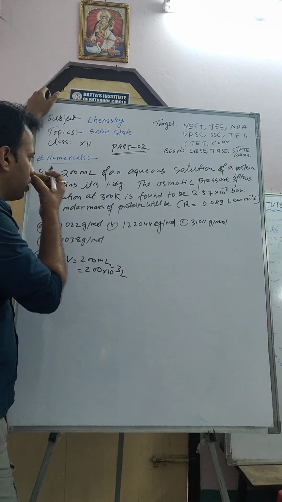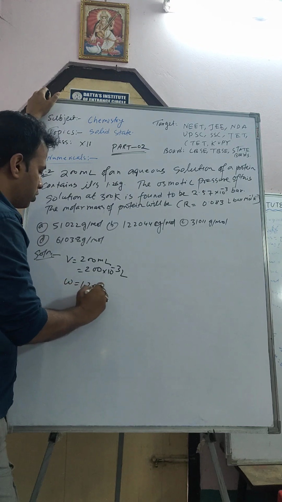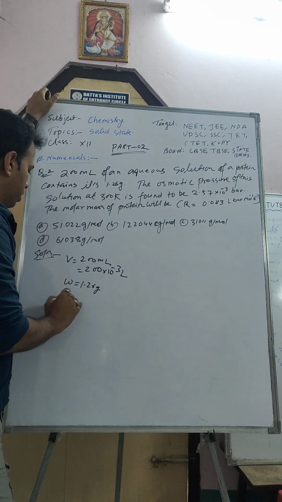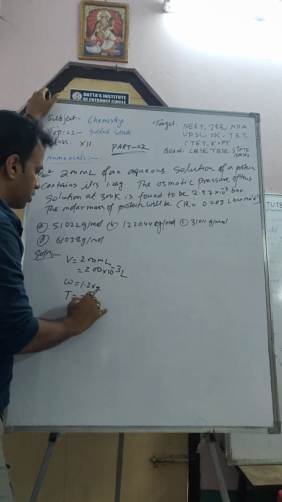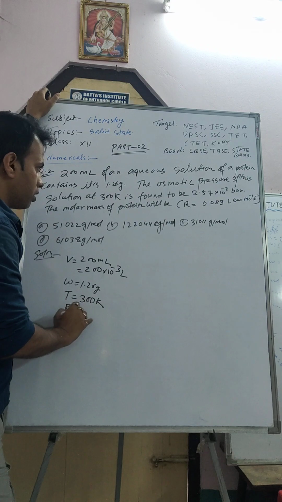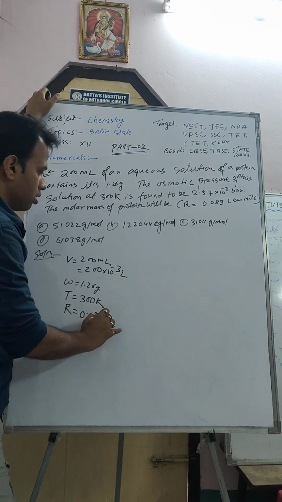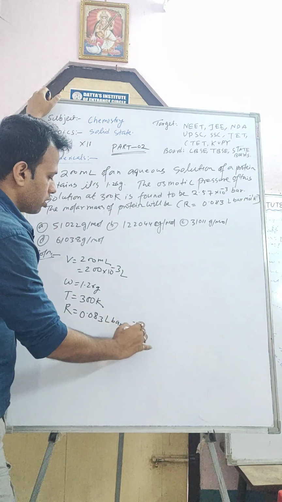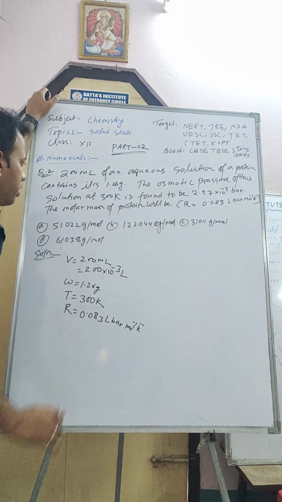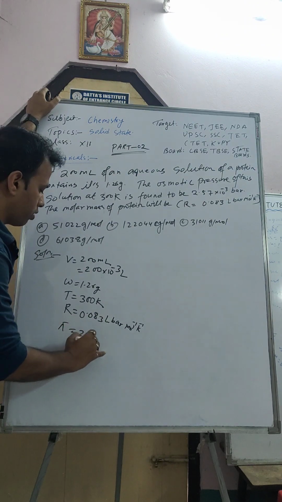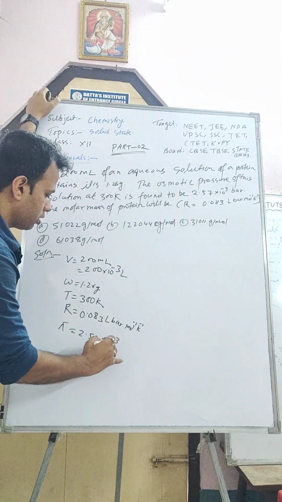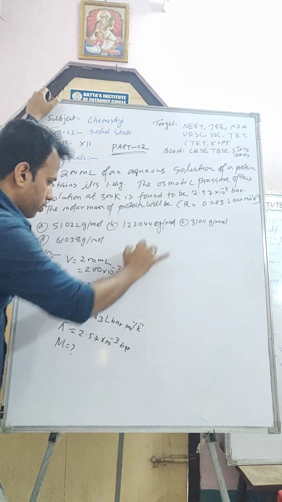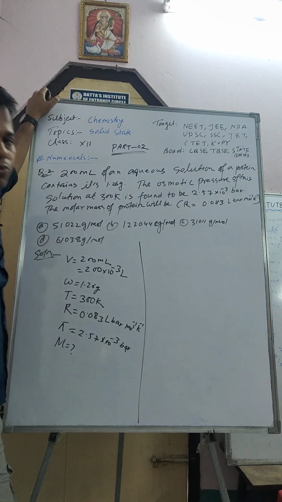And what is given here? The mass W equal to 1.26 gram of protein in the aqueous solution, and the temperature is 300 K. R is given 0.083 liter bar mole minus 1 K minus 1. And osmotic pressure pi equal to 2.57 into 10 to the power minus 3 bar. So what we have to find out? We have to find out molar mass. So there is a formula in osmotic pressure.